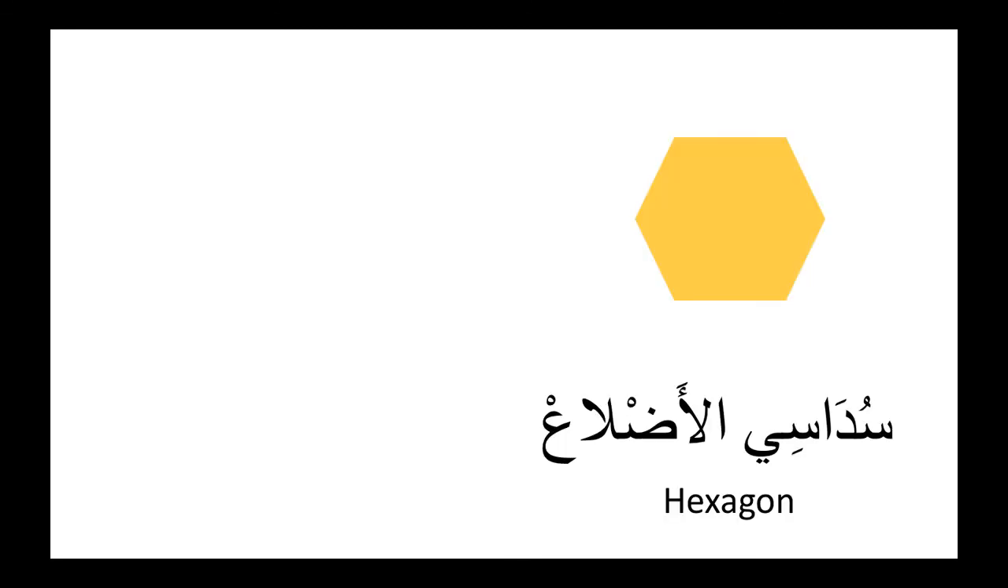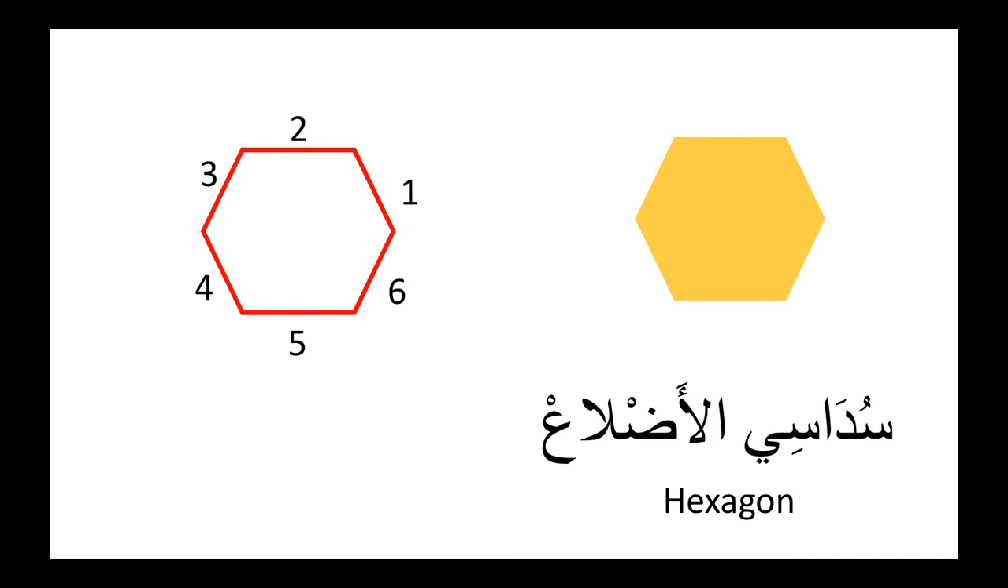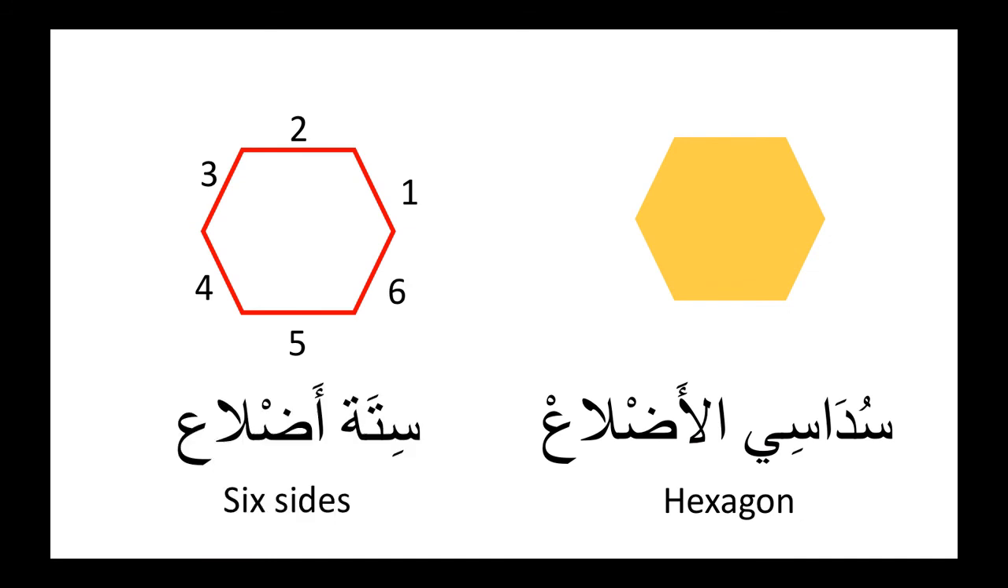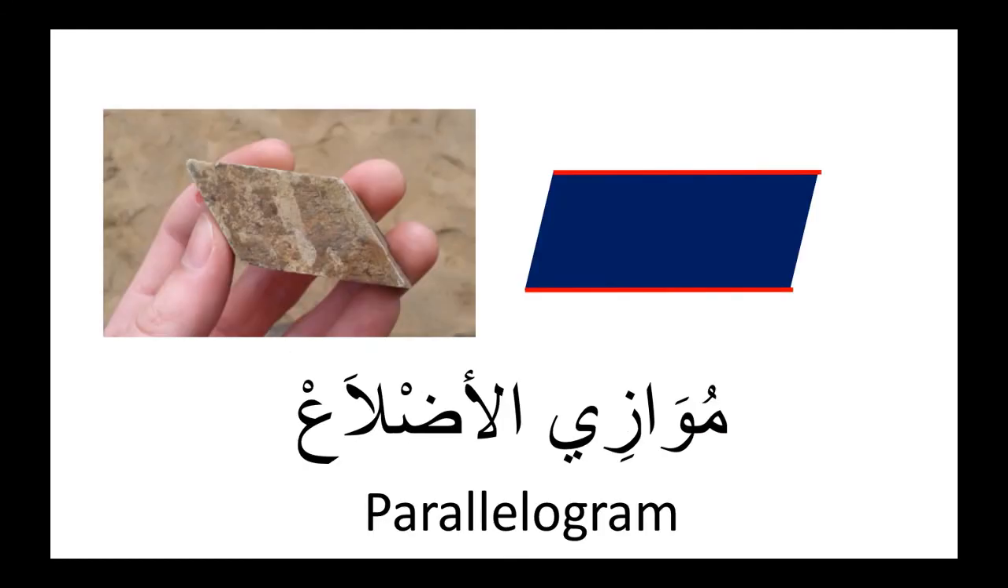سداسي الأضلاع. سداسي الأضلاع له 6 أضلاع. 1 2 3 4 5 6. 6 أضلاع. موازي الأضلاع.